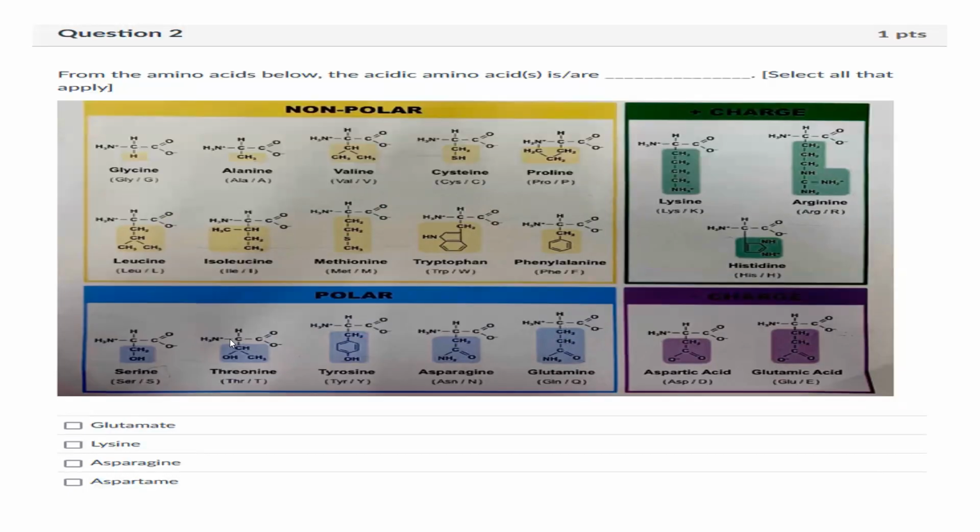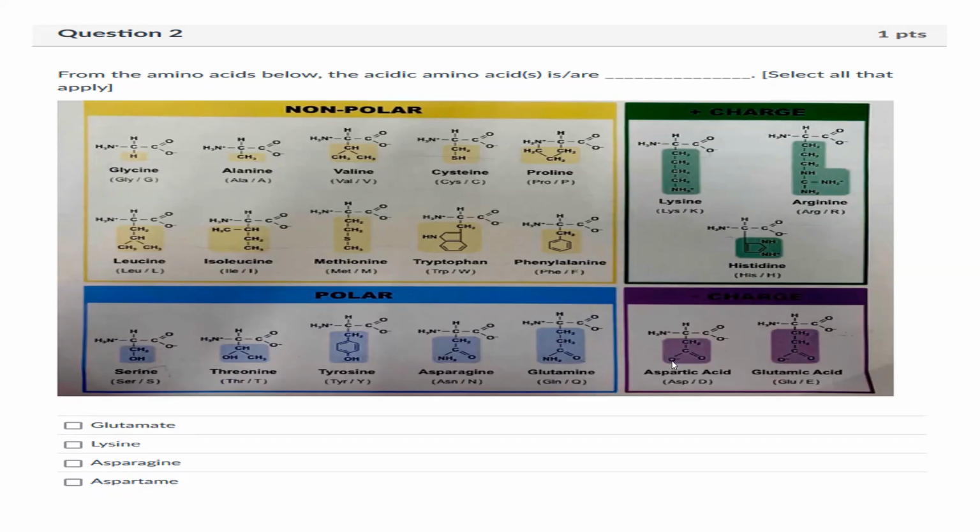Question number two, from the amino acids below, the acidic amino acids. We said that the acidic amino acids are the ones that are able to donate a hydrogen. And that will be these guys, these acidic groups. They are able to donate a hydrogen.